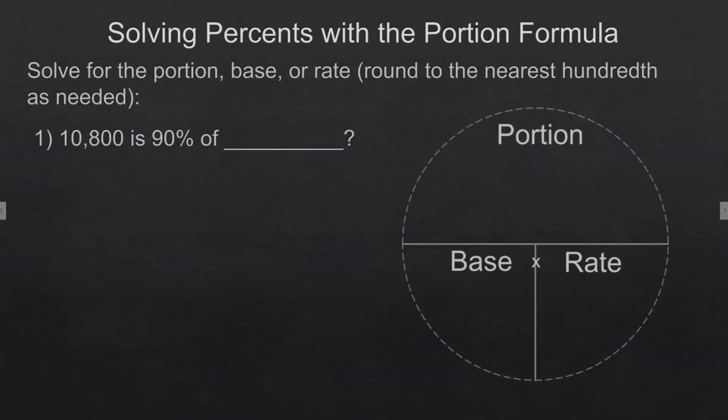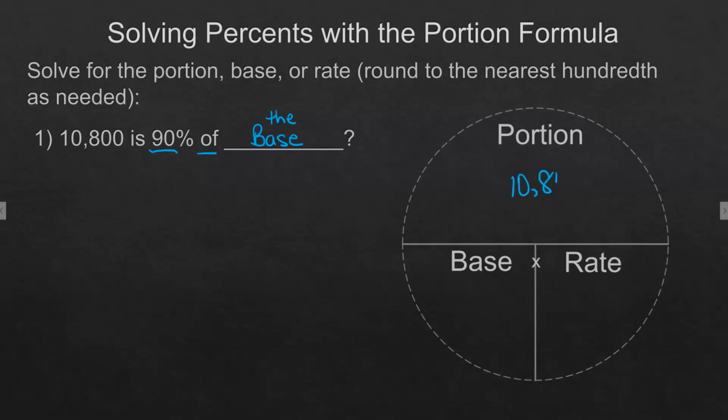All right, so this is our first example. It says solve for the portion, base, or rate, round to the nearest hundredth as needed. Sometimes we'll need to round, sometimes we will not need to round. Now notice this one says 10,800 is 90% of what? Well, when it says 90% of, that means that I'm looking for the base, right? So the base is the missing part here, and 10,800 is my portion.